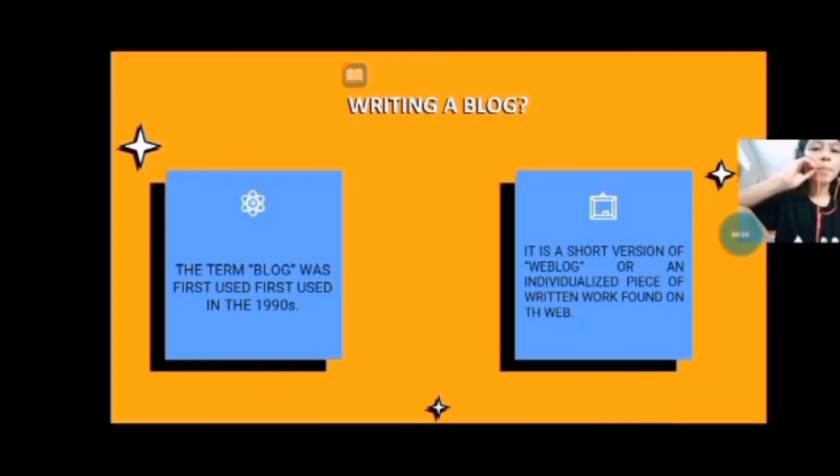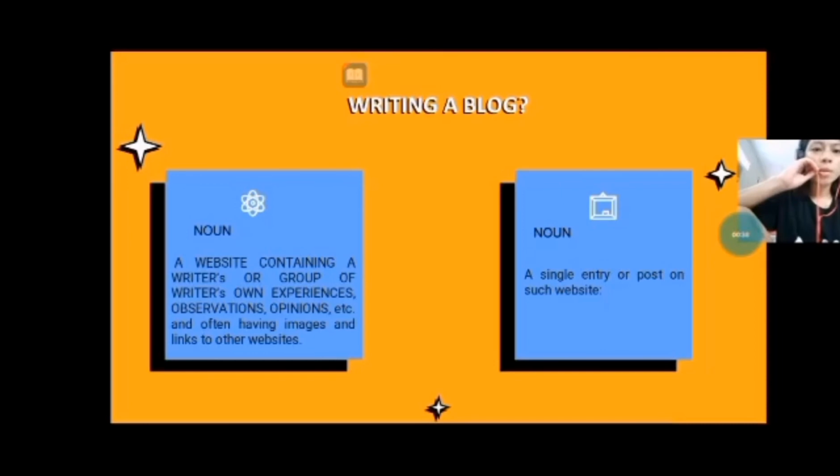Isa itong weblog, para itong journal. Usually ginagamit ito sa pagba-blog. A website containing a writer's or group of writers' own experiences, observations, opinions, etc., and often having images and links to other websites. Usually, ang ginagamit nila sa paghimo og blog or pag-write is yung kanilang mga opinions, mga experiences, o kanilang observation.